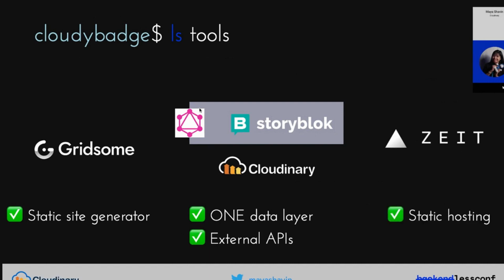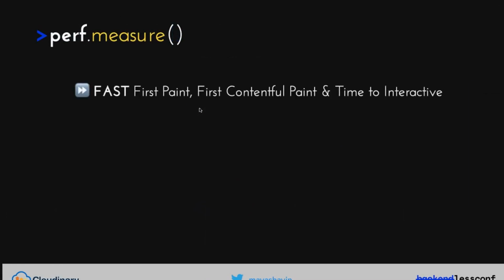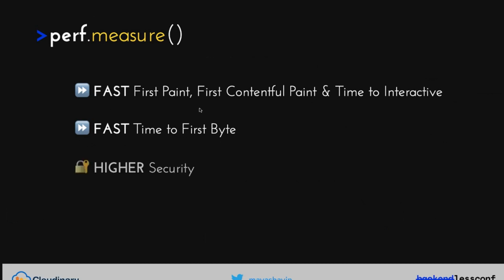So how does this stack perform in deployment time? First, because it's a static site generator, it has very fast first contentful paint and time to interactive for the user. And also it has very fast deployment and delivery to the user because it's served through the CDN as an HTML file. And also because of that, it has higher security. No one can really hack an HTML file because there's nothing to hack here.